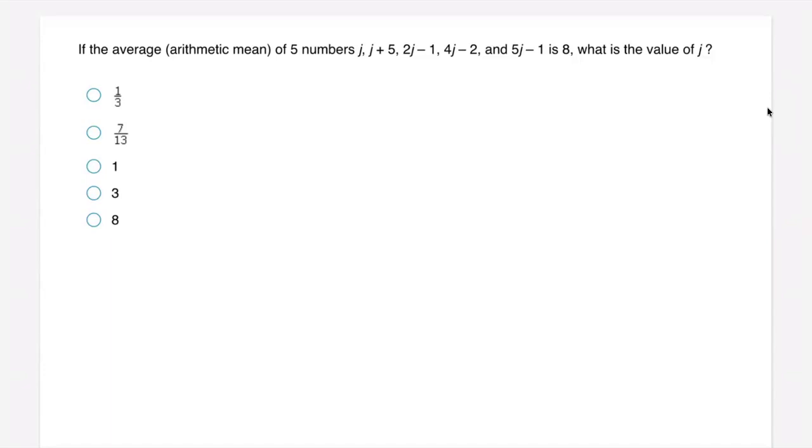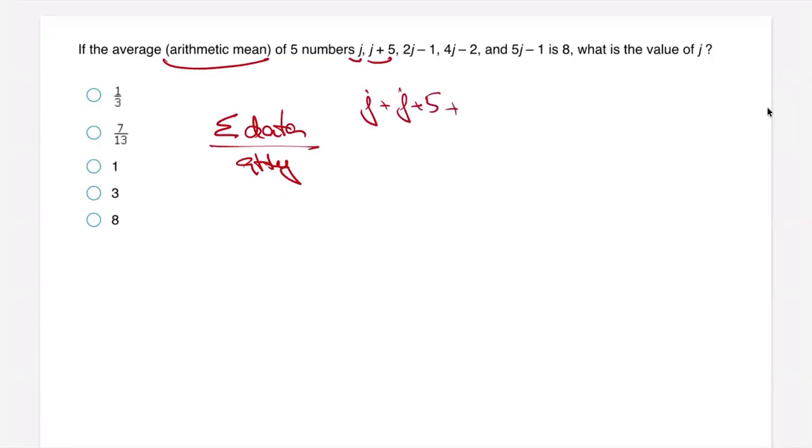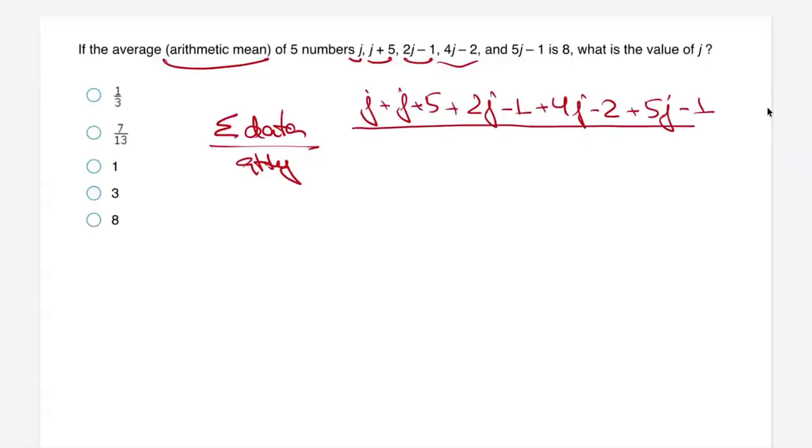Okay. What is the average? Arithmetic mean is the summation of all the data divided by the quantity of the data. So let's sum j plus 5 plus 2j minus 1 plus 4j minus 2 plus 5j minus 1 divided by the quantity. 5. He says this is 8. Okay? J plus j to j, 4j, 8j, 13j.